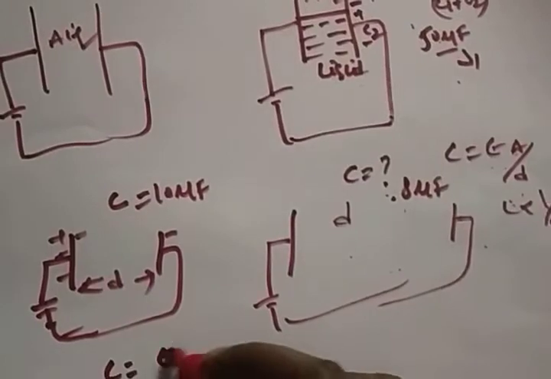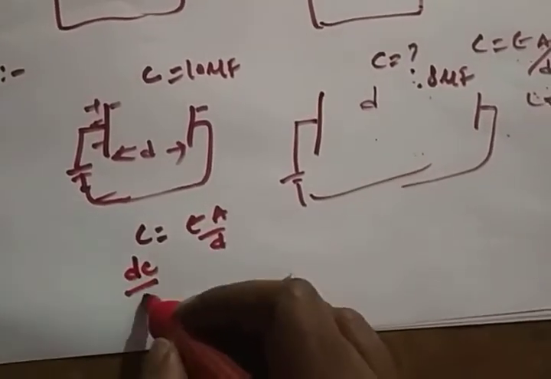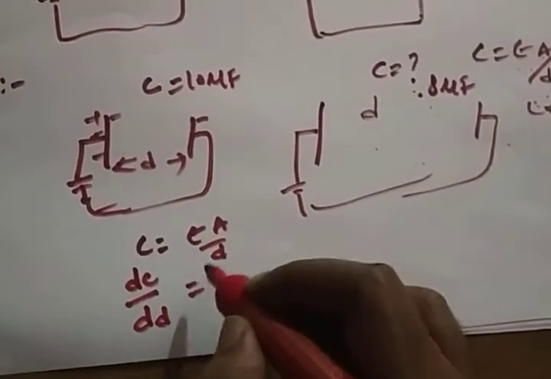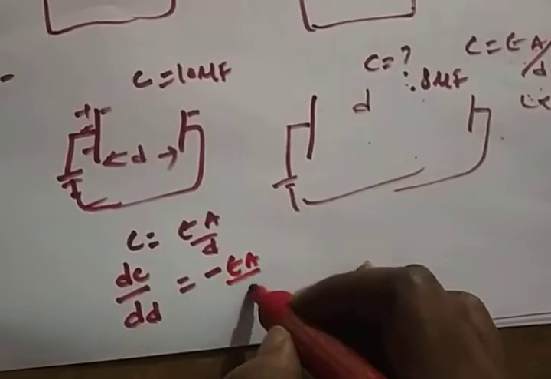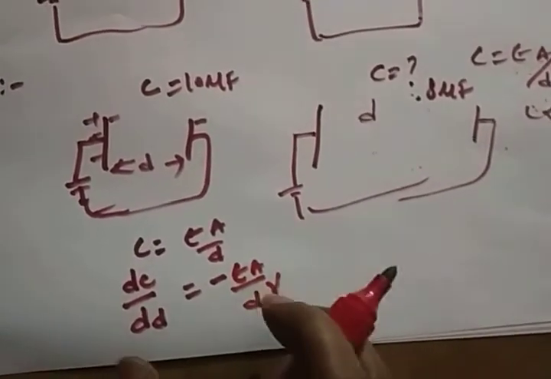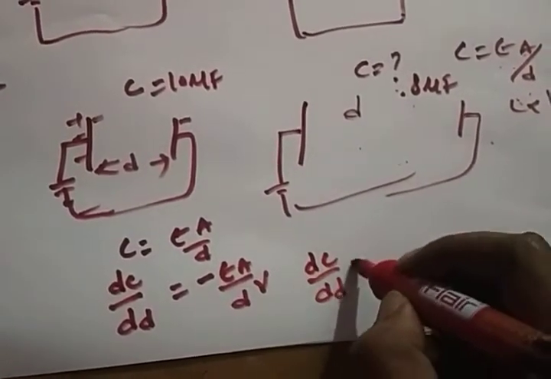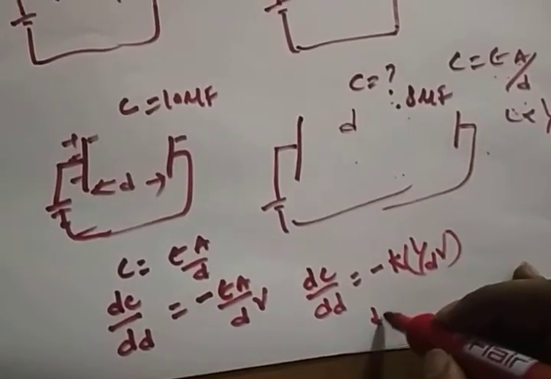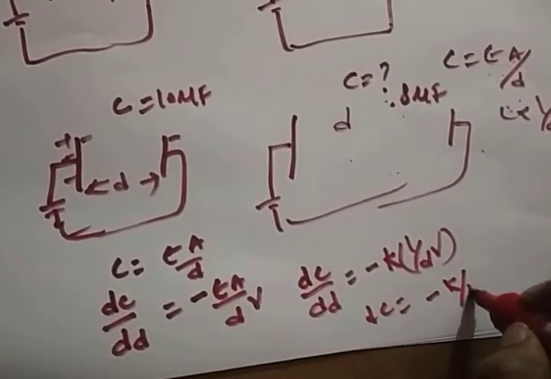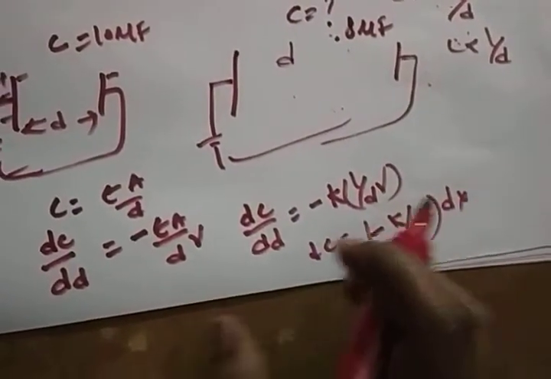The scale: we get C is equal to epsilon A by D. What is the sensitivity? dC is my output. So what is my input? Change in distance. So epsilon A by D, differentiating 1 by D gives minus 1 by D square, so epsilon A by D square. So how is the scale? You are getting a non-linear scale. See, dC by dD is equal to minus K times 1 by D square. That means dC is equal to minus K by D square into dx. So this is a non-linear scale, not a linear scale.